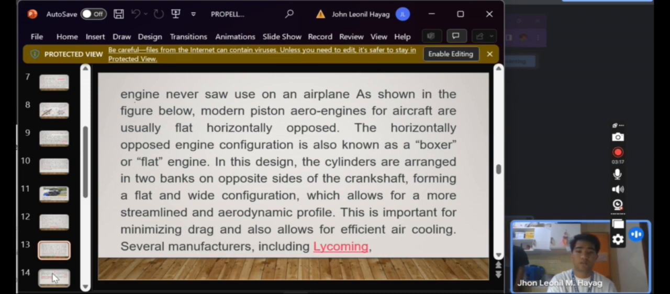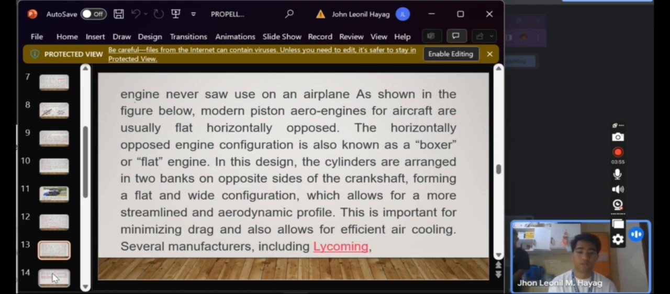Modern piston aero engines for aircraft are usually flat, horizontally opposed. The horizontally opposed engine configuration is also known as a boxer or a flat engine. In this design, the cylinders are arranged in two banks on opposite sides of the crankshaft, forming a flat and wide configuration which allows for a more streamlined and aerodynamic profile. This is important for minimizing drag and also allows for efficient air cooling.